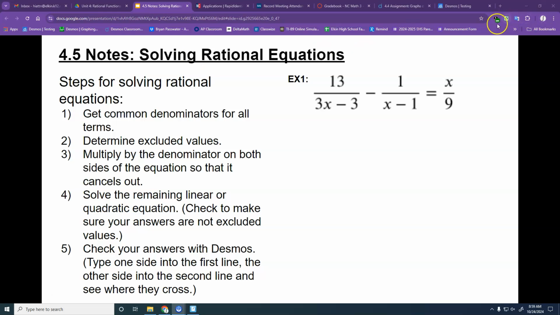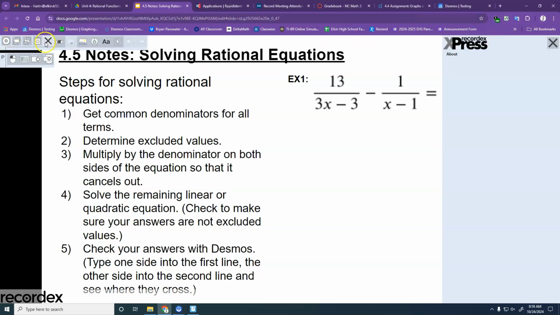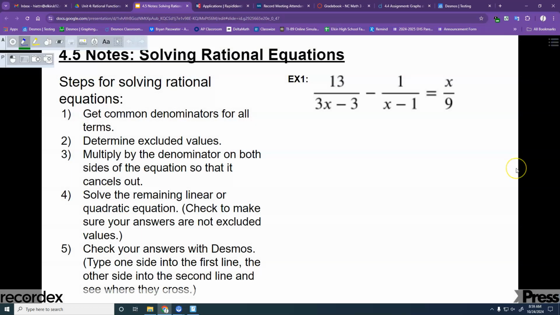If we are going to solve these by hand, here are our steps. You want to get common denominators for all terms. Before you get common denominators, you would really like to factor these because sometimes it makes it a little bit easier. So in this particular case, can I factor 3x minus 3?